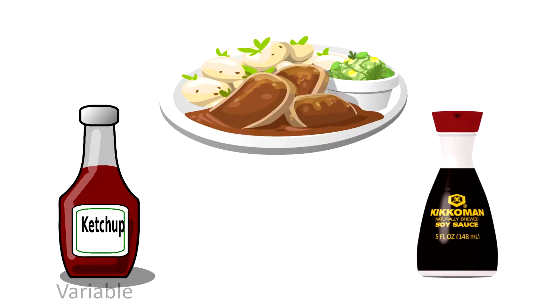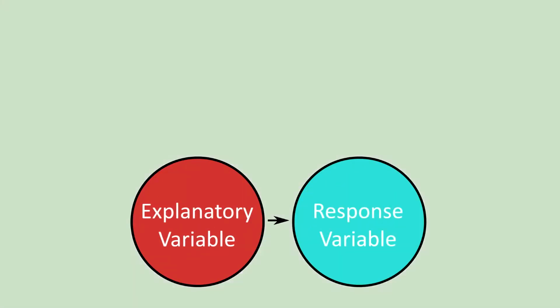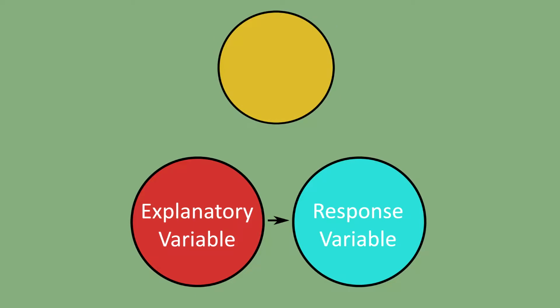In this case, the third variable is referred to as the moderating variable, or simply the moderator. The effect of a moderating variable is often characterized statistically as an interaction, that is, a third variable that affects the direction and/or strength of the relation between your explanatory, or X variable, and your response, or Y variable.